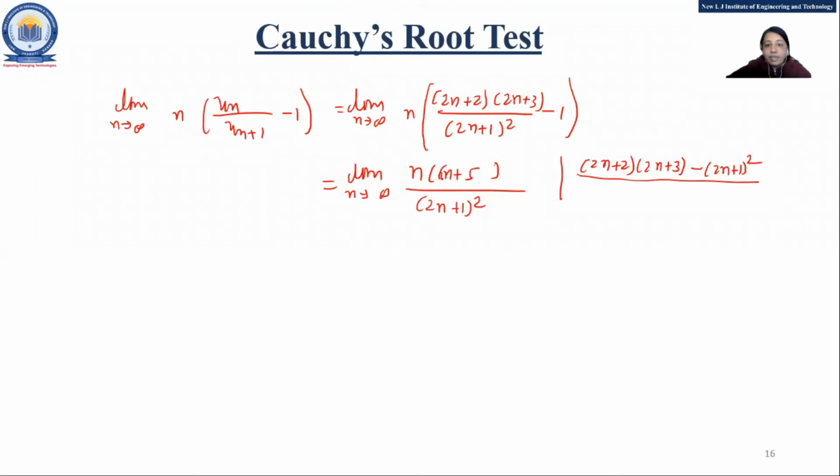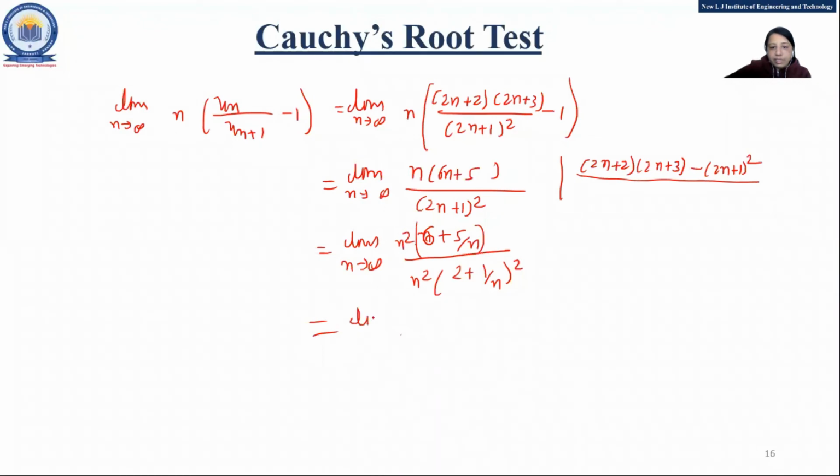Now what is the next step? Take n common. So limit n tends to infinity. We'll take n common from here, so it would be n square, and you will have 6 plus 5 by n. Now from here also you will take n square common, so that n square is supposed to cancel out. We'll write the step 2 plus 1 by n the whole square. So you will have limit n tends to infinity 6 plus 5 by n upon 2 plus 1 by n whole square.